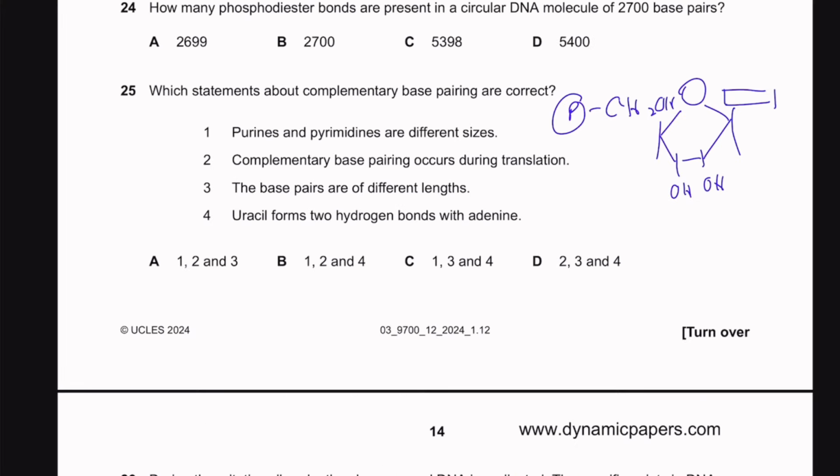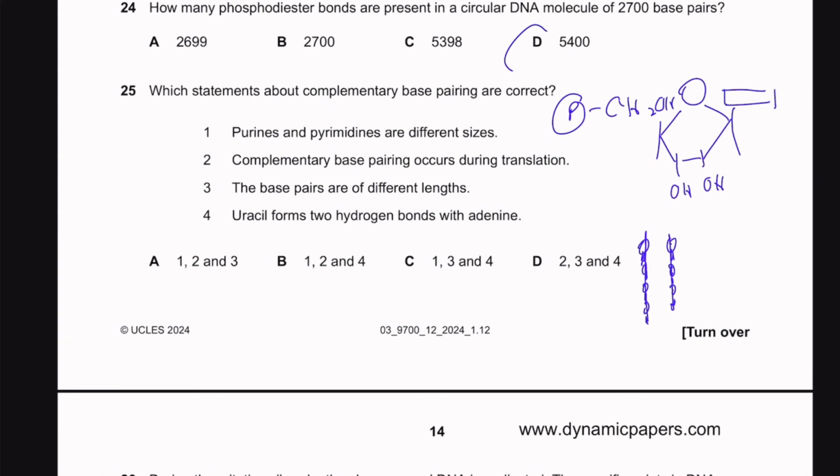How many phosphodiester bonds are present in a circular DNA molecule of 2,700 base pairs? Okay, let's think about this. 2,700 base pairs means 2 strands, each one with 2,700 nucleotides, and so 2,700 times 2 should be 5,400 bonds. That's how many.